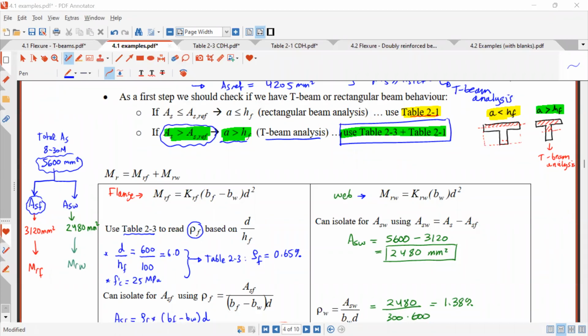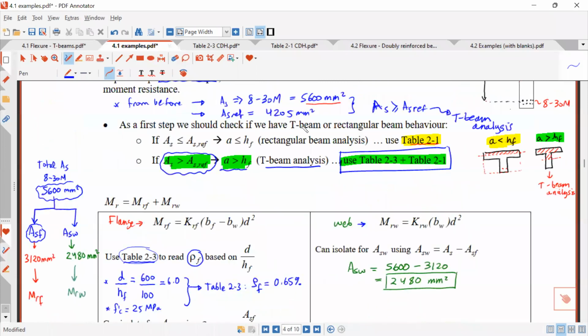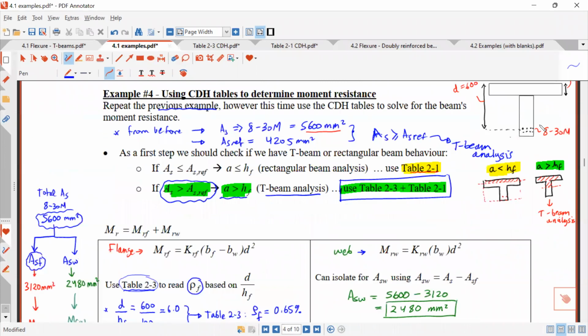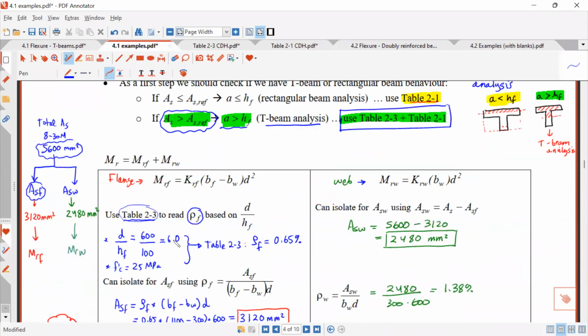Can you show how to use table 2.3 again? Yes. It's right here at this step. That's the first thing I do. I have this total amount of steel, and I have to split it into two parts, ASF and ASW. So I use this table 2.3 to determine this ASF. What do I need in this table 2.3? I need this D over HF, so that's the first thing I calculated. D is 600, that's this depth here. HF is this thickness here, 100. So I take this ratio, I get 6.0.